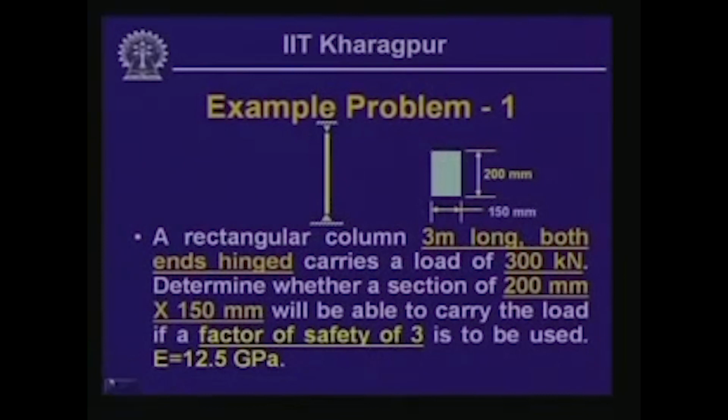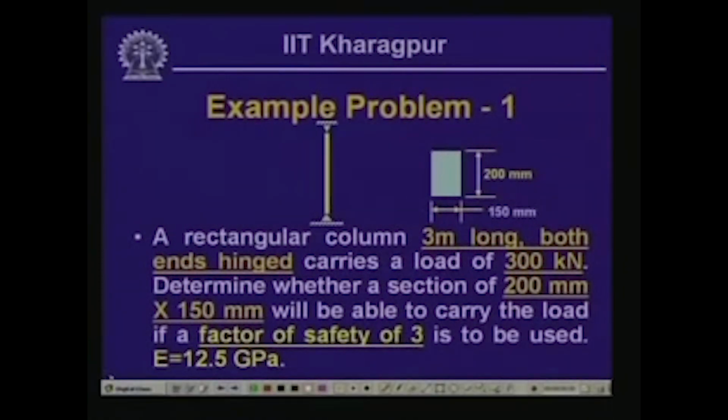Now, having looked into this background, let us look into some examples. In fact, this particular example I had given to you last time and asked you to look into. Let me give you the solution for this. Now, this is a column which is hinged at both ends, and the length of the column member is 3 meter. The cross section of this column is a rectangular one having a size of 150 millimeter by 200 millimeter.